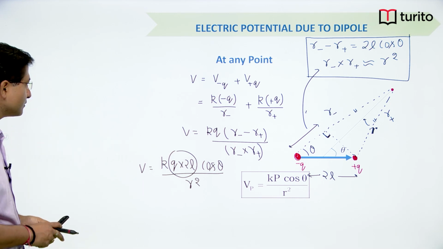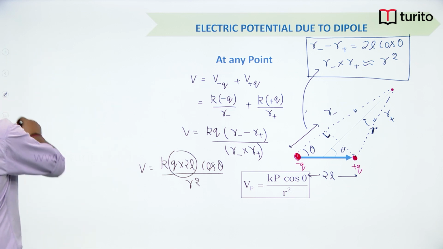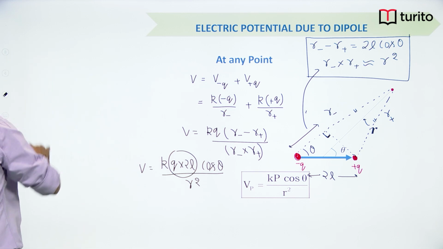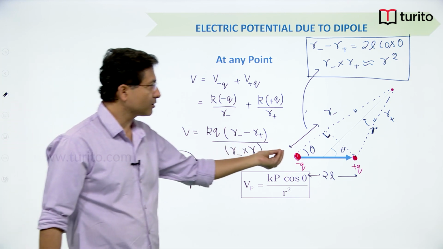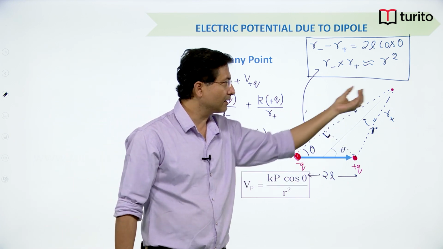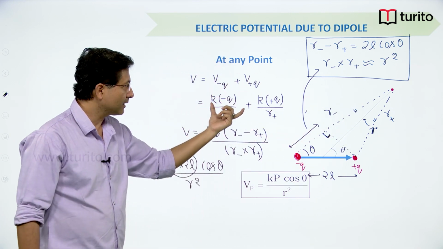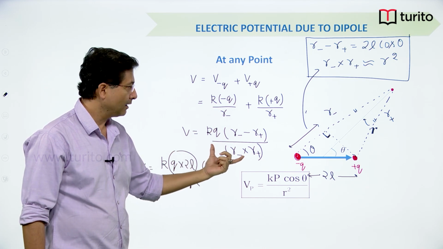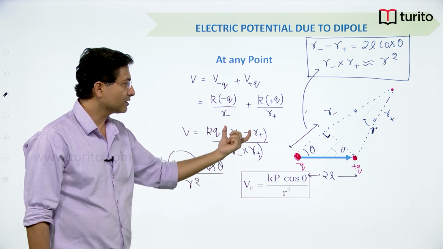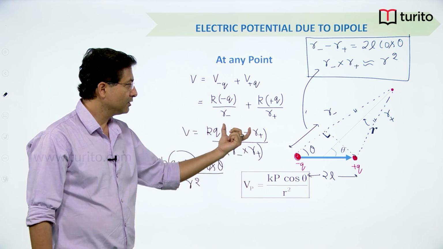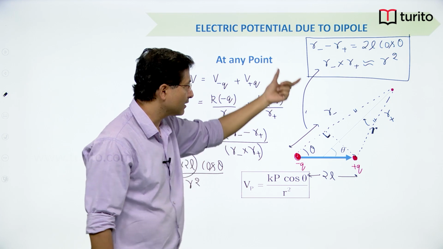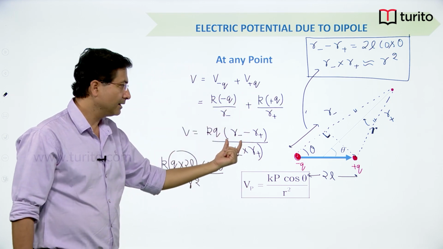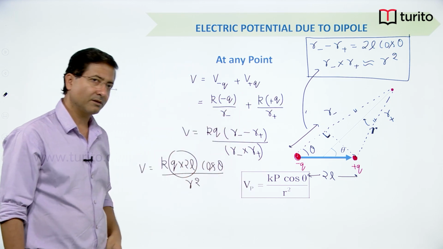So I hope this derivation is clear. Now, so I'll first clear the derivation to understand one point. Potential is a scalar quantity. So because of negative we calculated, positive we calculated, we added them. After adding, we simplify. After simplification, we got these two requirements. These two requirements from the diagram, we got 2L cos theta and R square. So substituting 2L cos theta here and R square here, I will get this one, right?